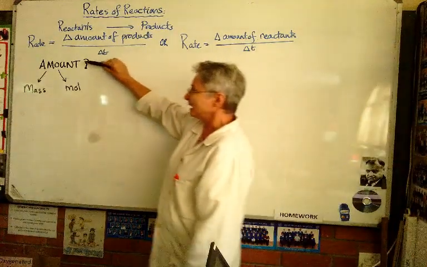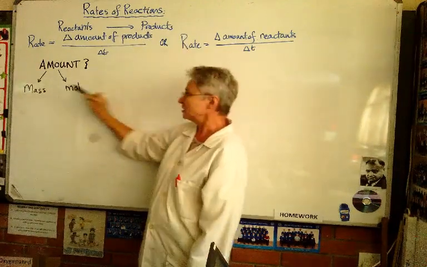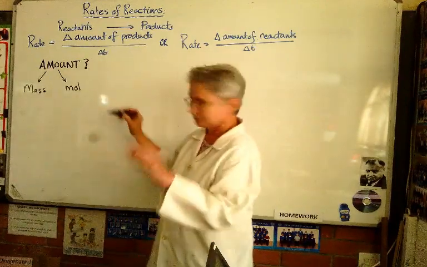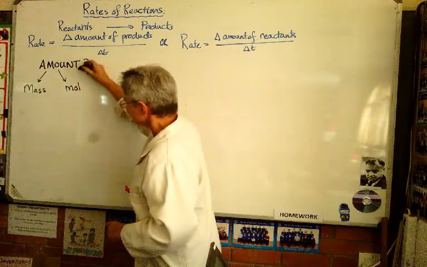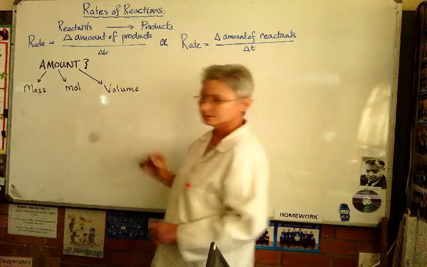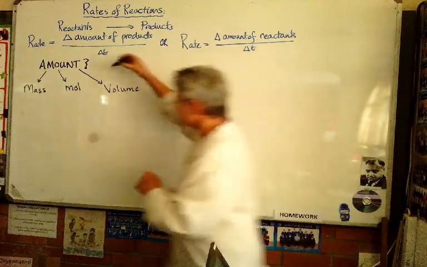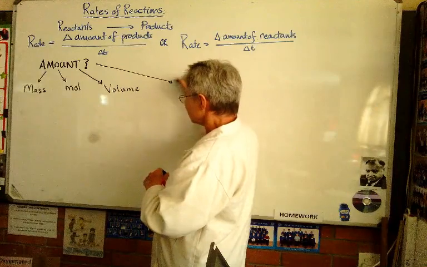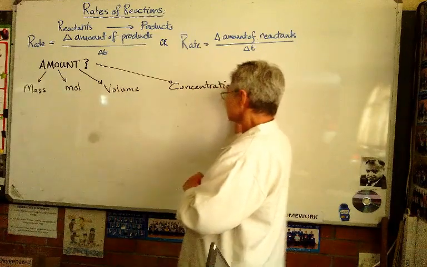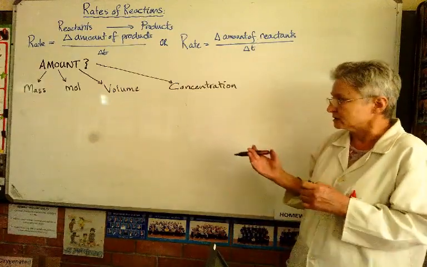Now, how do we get the amount of reactants or the amount of products? We can use mass, or we could use moles, or volume. Not molar mass. What else can we use? Yes, you're right. To measure amounts, we can use these things.